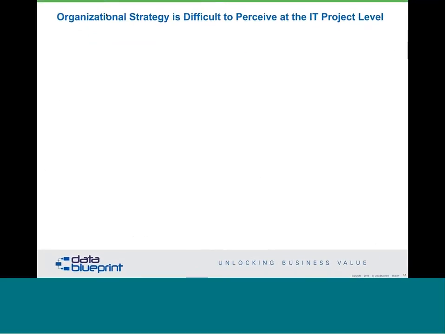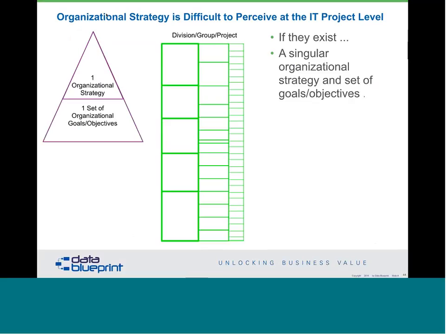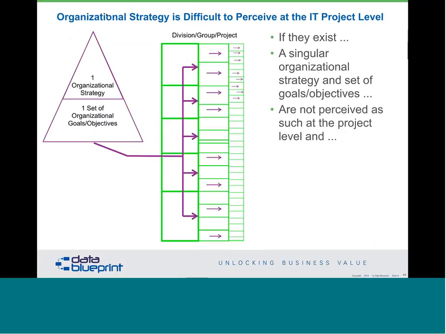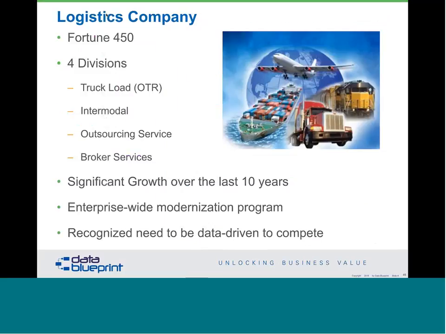The problem with strategy, and particularly difficult strategy, is that most organizations have large and complex IT operations. And so if there is a coherent strategy or a single set of organizational goals and objectives, it's communicated to the division at IT, but you have the same game of telephone that occurs, which means at the IT project level, strategy is not well perceived, and what does get down there is often confused, inaccurate, and incomplete, resulting in IT groups that do not well understand organizational strategy.